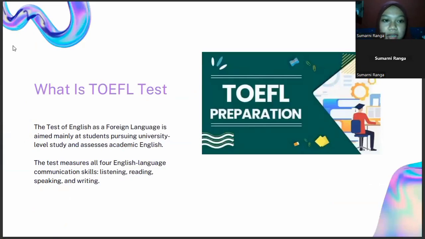And the next point is, what is the TOEFL test? The Test of English as a Foreign Language is aimed mainly at students pursuing university-level study and assesses academic English. The test measures all 4 English language communication skills, such as listening, reading, speaking, and writing.